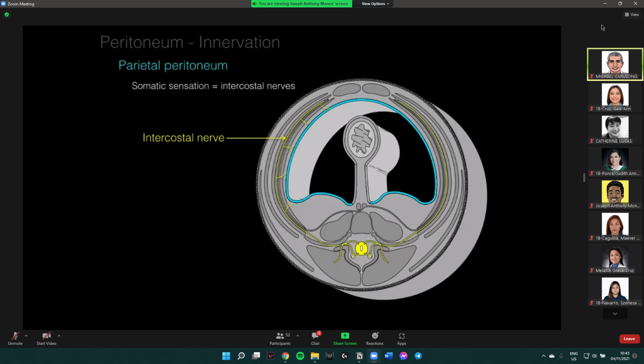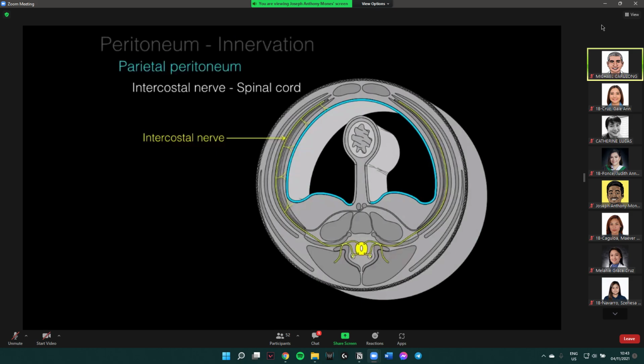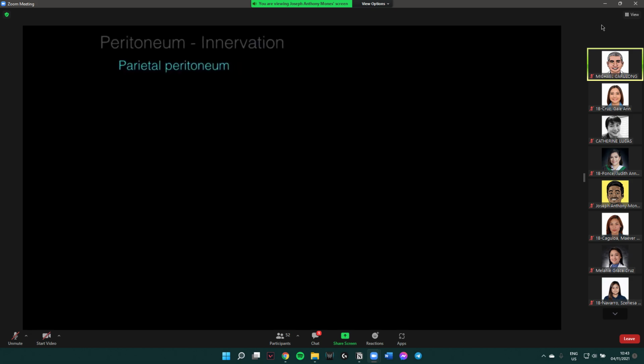So parietal peritoneum has somatic sensation via the intercostal nerves. And somatic sensation means pain, temperature, touch, vibration. Key to this is pain, vibration. And so if there's inflammation, it's going to be a sharp, localized pain. And so let's take a look and see if that represents some type of a painful sensation or any type of sensation. Then that sensation courses along the intercostal nerve and goes to the spinal cord.